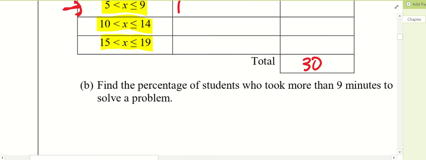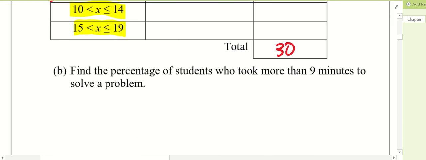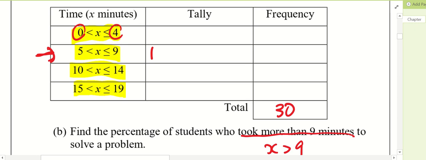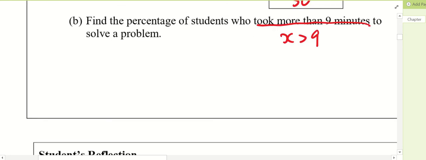So find the percentage of students who took more than 9 minutes. More than 9 minutes. Does it include 9 minutes? No, it doesn't. So X is more than 9, but does not include 9. If we look at the table here, which categories are more than 9? We're interested in these two categories at the bottom, right? So that's the hint for you.